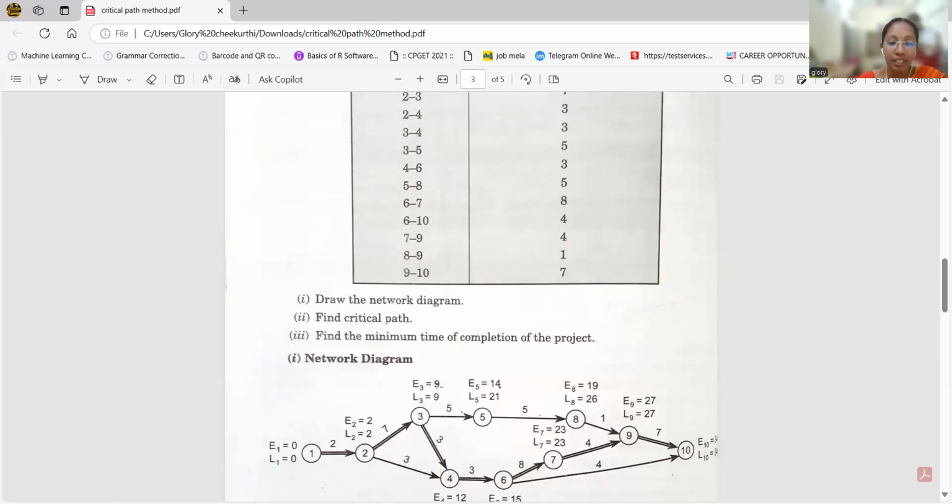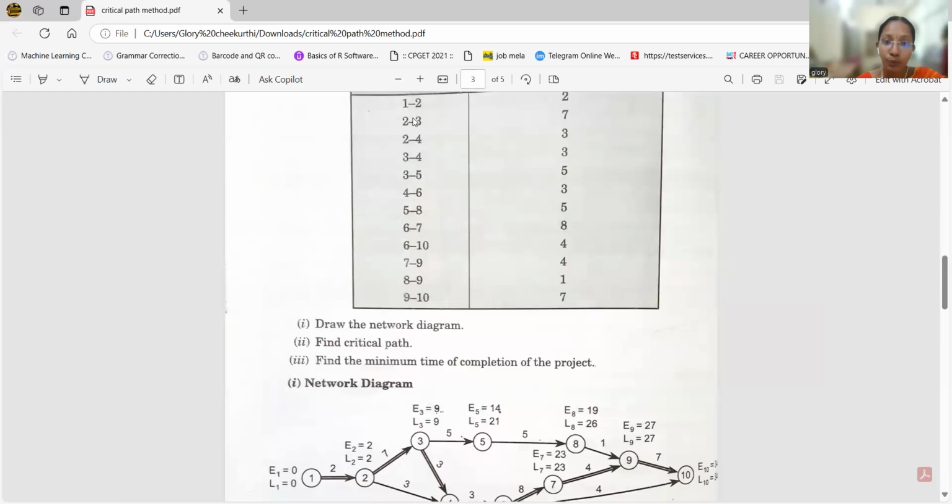So here, for node 1, E1, we have to take the initial node as 0. When we start the project, we take the time as 0. So E1 equals 0. Next, we have to see the problem.